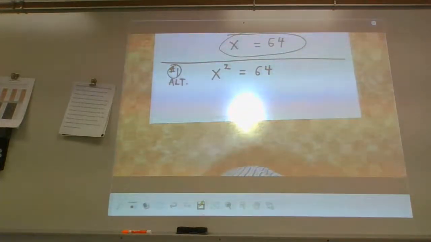So Mr. Markey, how is this a radical problem? How is this a radical equation? I don't see a radical in there. I know. But your job is to solve for x. And since you're solving for x, you're trying to get x by itself. Your goal is to get rid of that exponent. Well, how does one get rid of an exponent that represents something being squared? Oh, you square root it.